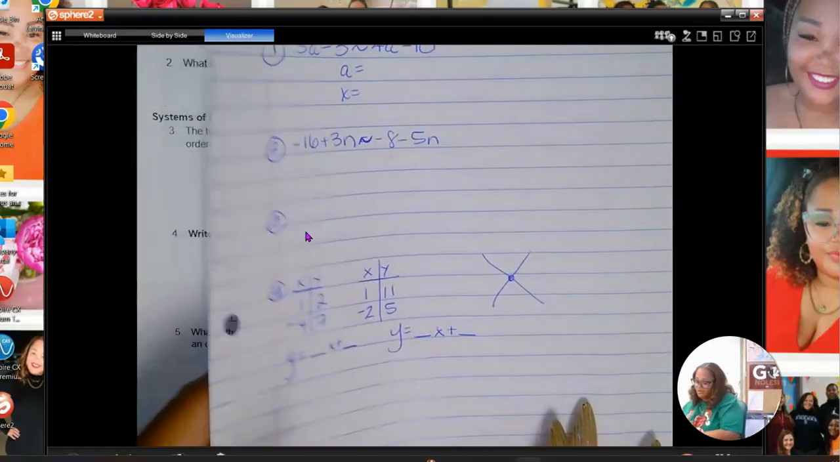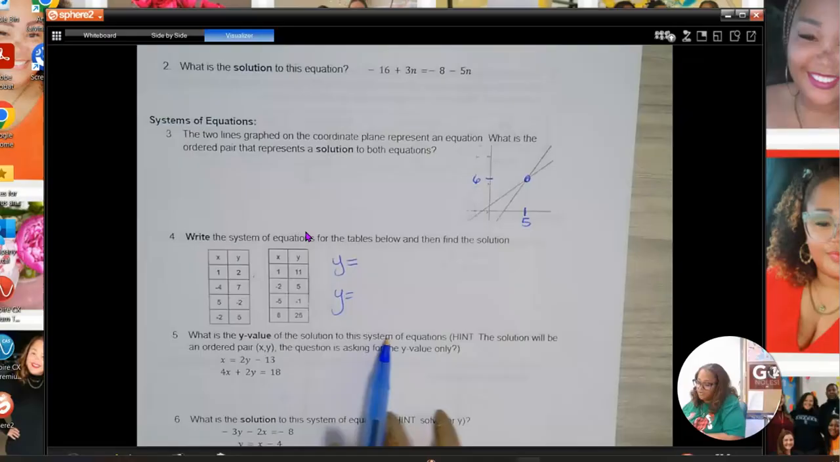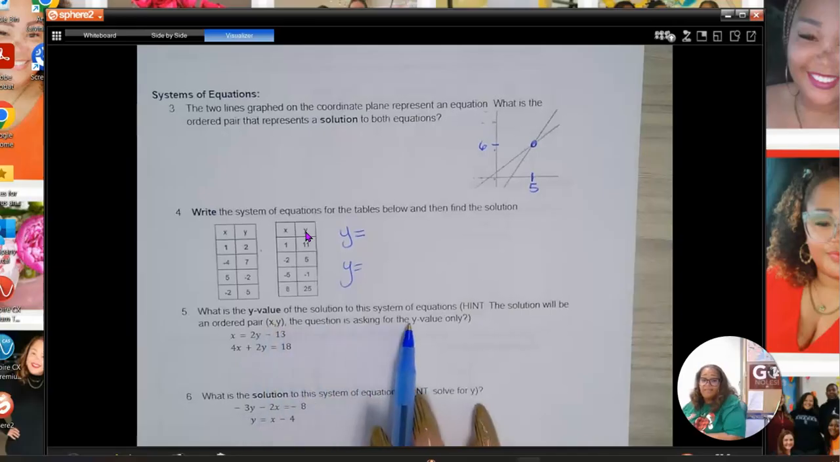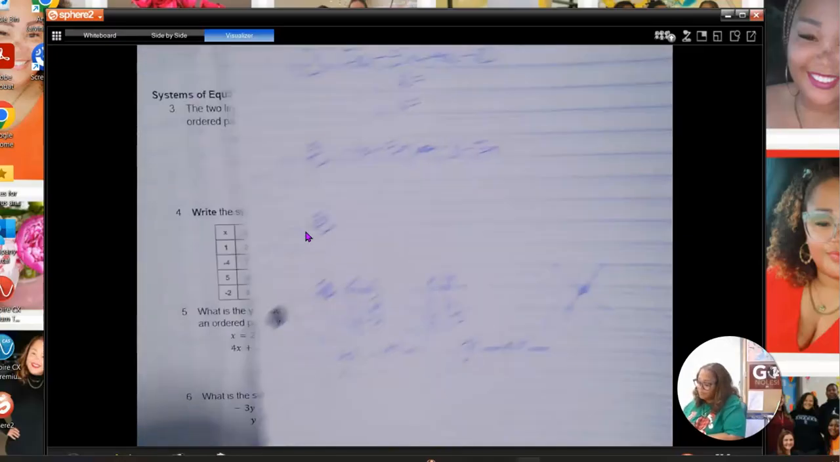Number 5. What is the y value of the solution to the systems? So the solution will be an ordered pair. You have to find the ordered pair. And then if it's asking for the y value only, you'll choose the y part from the ordered pair.